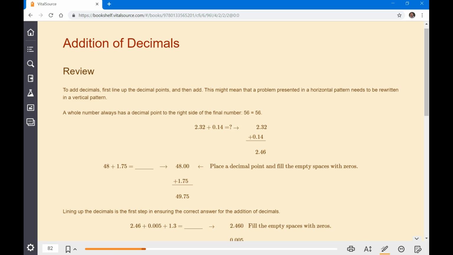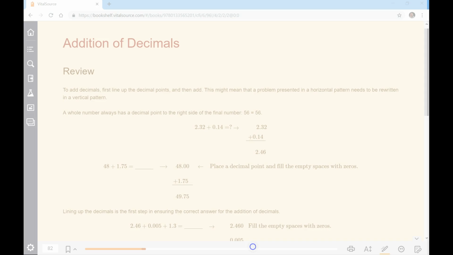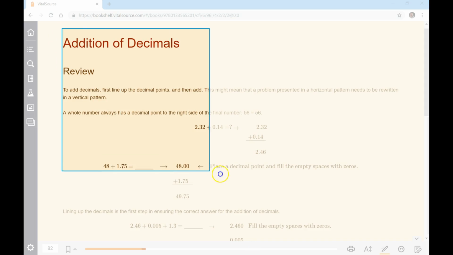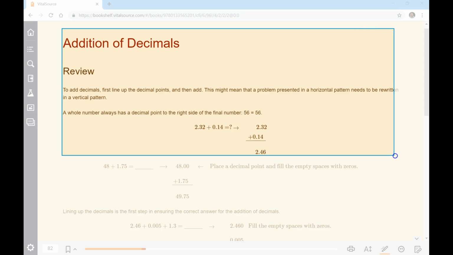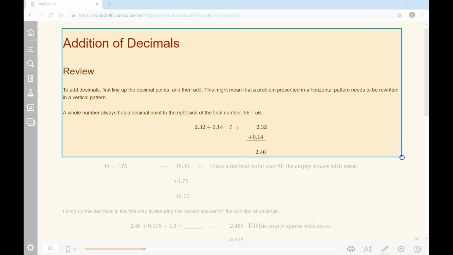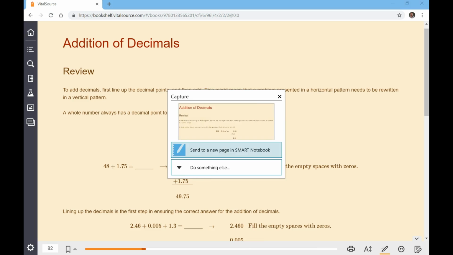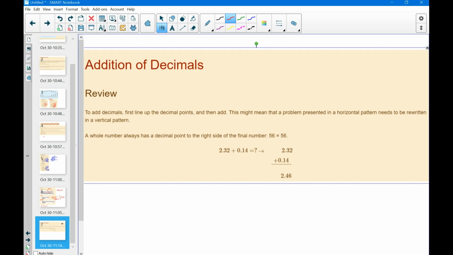So just look at this piece right here, adding decimals. Adding decimals is going to be pretty good as long as you remember one thing, and that piece is right here. To add the decimals, first line up the decimal points and then add them.